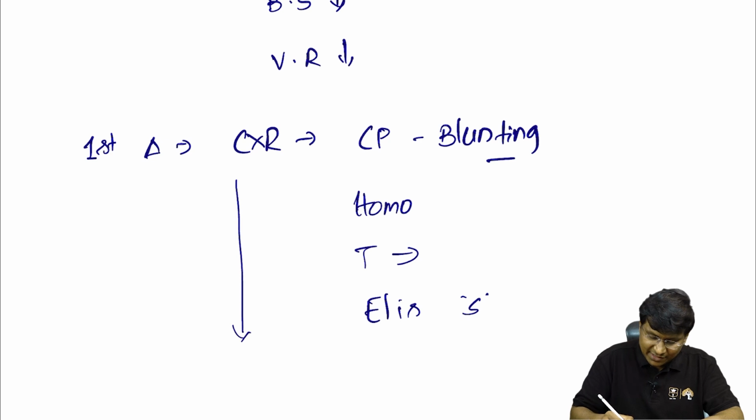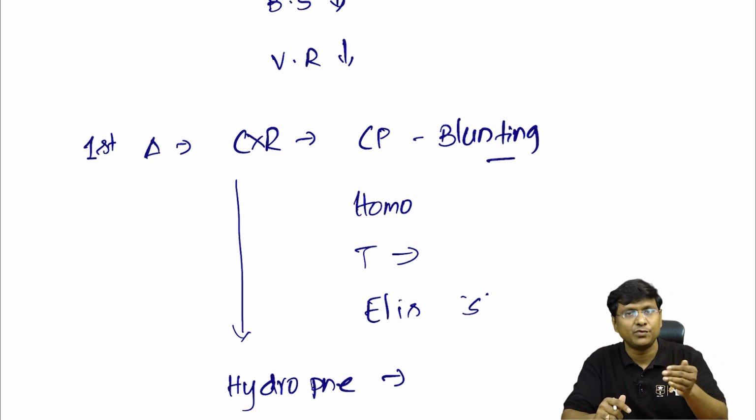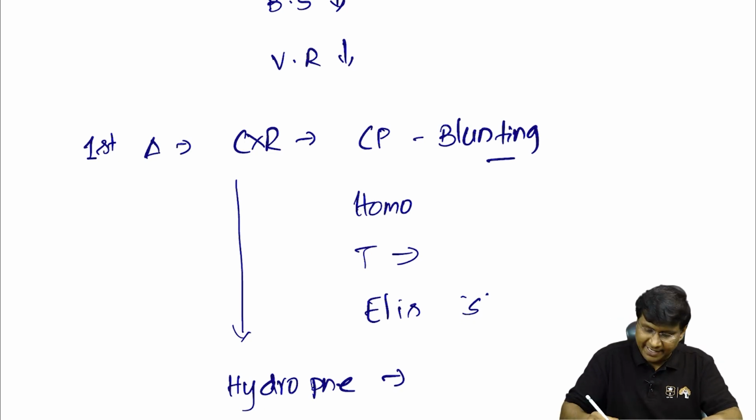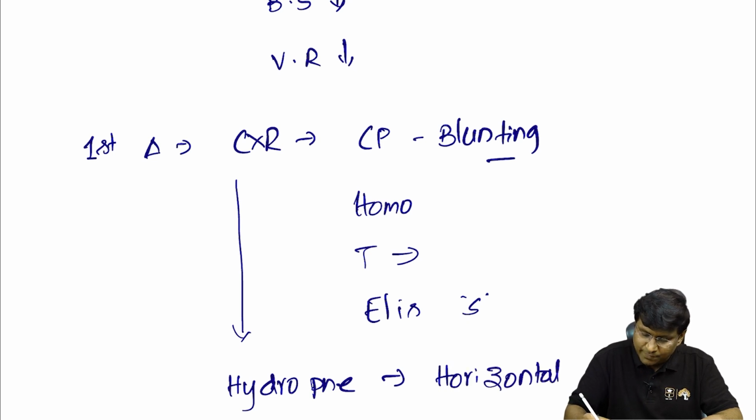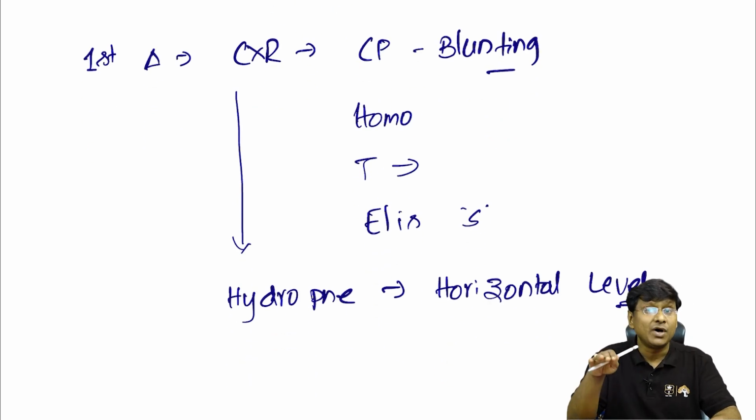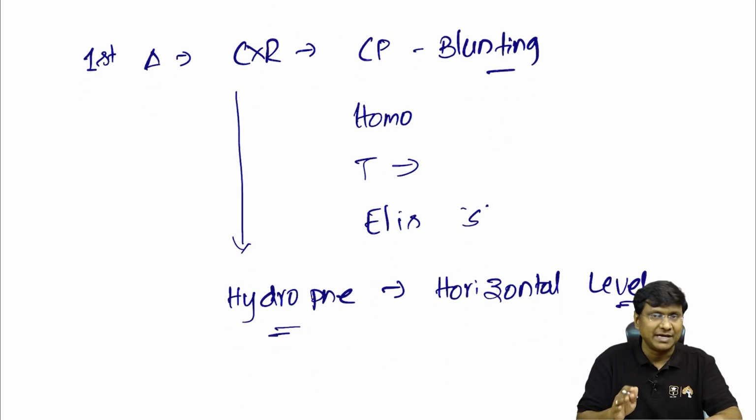Whereas the chest x-ray in case of hydropneumothorax, where you have the presence of both fluid and air, will show you the horizontal level. You will have the presence of the horizontal level. That is what you will observe in case of hydropneumothorax.